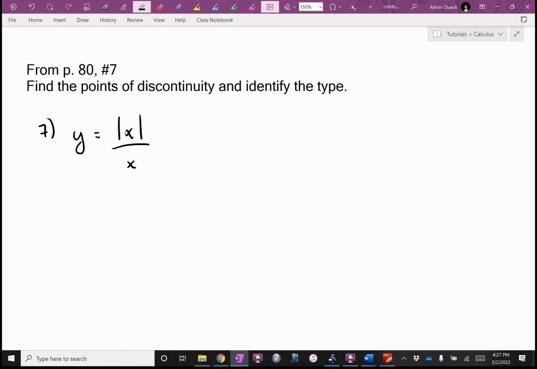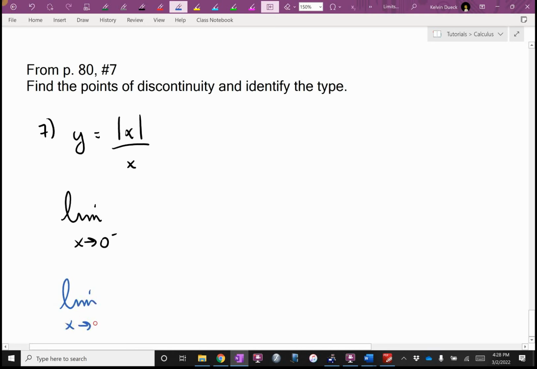Okay? So I think now what I would do is I would take a limit as x approaches 0 from the left. I would also take a limit as x approaches 0 from the right. Okay? Now it says find the point of discontinuity. I would say discontinuous at x equals 0. They didn't specifically say tell me how you found it. They just said find it. There. I did it intuitively because I know you can't divide by 0.